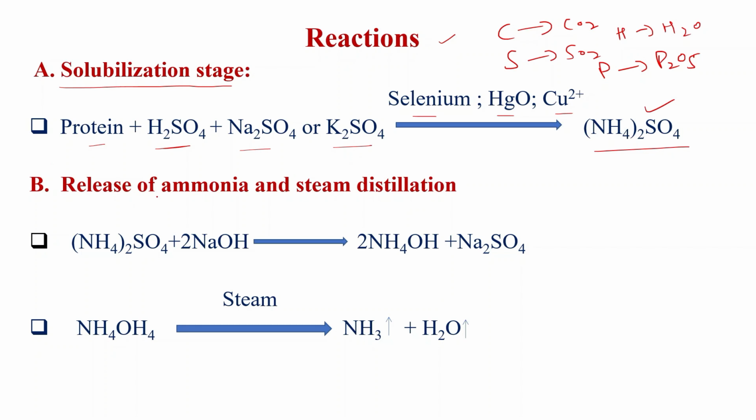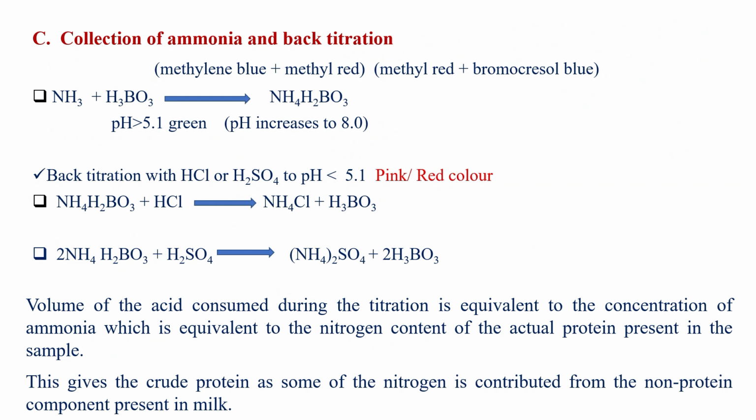The next step involves neutralization by alkali. So we add the alkali to the solution, and then we will see ammonium hydroxide formation, and on passing steam the ammonium hydroxide will release ammonia, and this ammonia will go to the boric acid. That is 50 ml of boric acid we are taking at the other end in the conical flask, to which the ammonia will go, and then the color of the solution will be green.